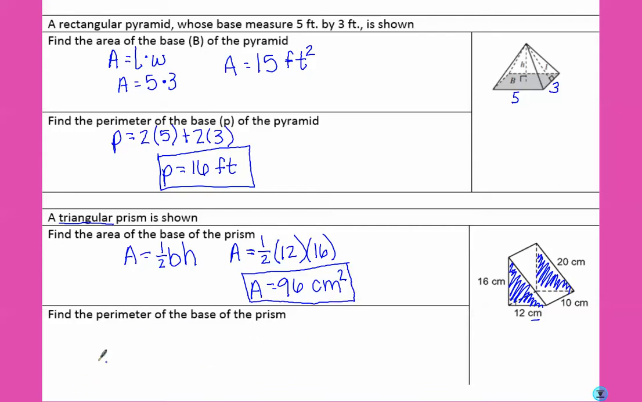Find the perimeter of the base. So that's the distance all the way around. Now we know that the base is 12, the height is 16, but this side here isn't labeled. But it actually is because it's labeled on the other base. So we know the base is 12, 16, and 20. So our perimeter will equal 12 plus 16 plus 20. And we get that our perimeter is 48 centimeters.